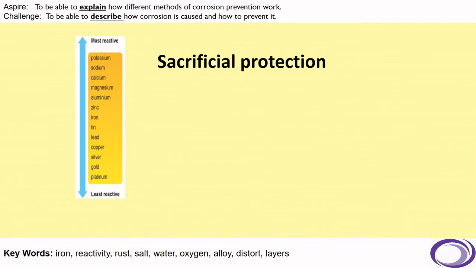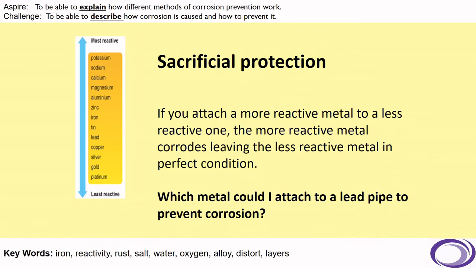Now, I told you earlier on that we'd look at sacrificial protection later on in the video, so I suppose it's time for us to look at it now. Sacrificial protection links to the reactivity series of metals, and there are many ways to learn this, and we cover those in a previous video. Now, if you attach a more reactive metal to a less reactive metal, the more reactive metal will corrode, and that leaves the less reactive metal in perfect condition.